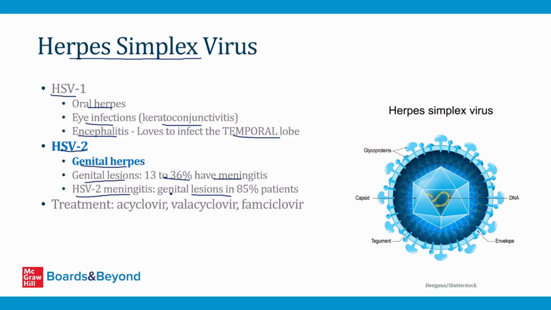If you have genital lesions, there's a small chance, about a third, that you could have meningitis. And if you have meningitis from HSV2, there's a very high chance that you have currently or previously had genital herpes. And this form of viral meningitis is treatable. We use drugs like acyclovir, valacyclovir, or famciclovir, and I talk about all these drugs in detail in the ID section.